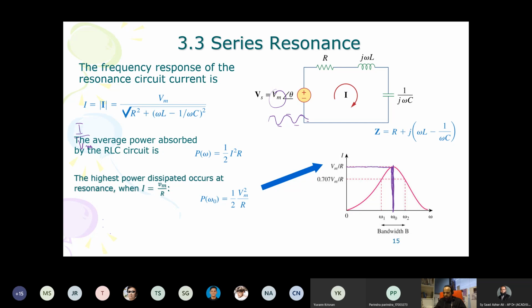All right, we'll come to the other terms in a while, but these are some formulas to remember to find the average power. The average power is half I squared R. The highest power dissipated is half Vm squared upon R. This is happening when we just put this here.